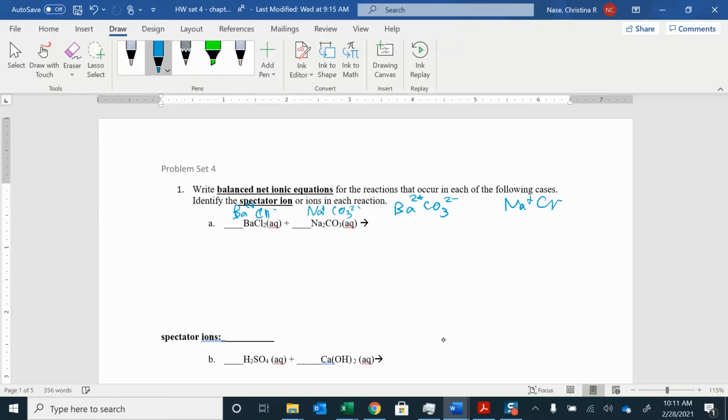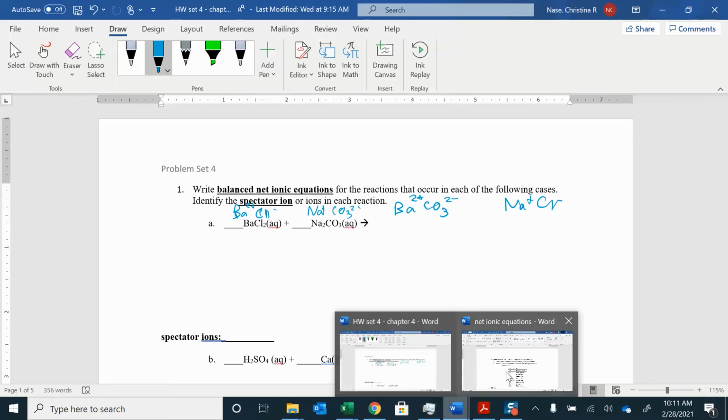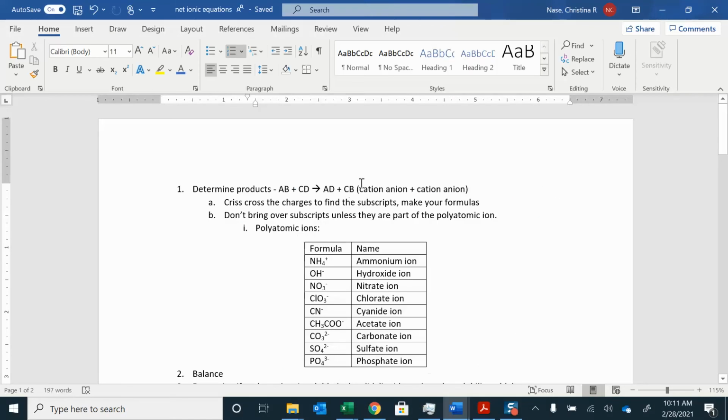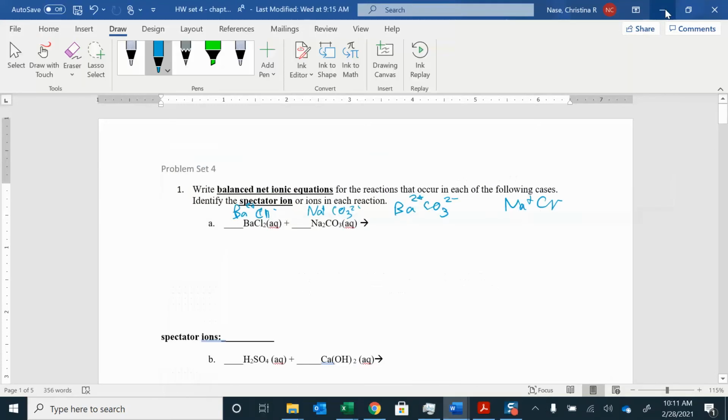So all I wanted to do was figure out what my products are, and the first step they say, right, is determine your products, and then I'm going to crisscross the charges and make the subscripts, and that's going to give me my formulas. So I'm going to crisscross here. I've got a +2, -2, so that just gives me barium carbonate, and then I've got sodium chloride, just NaCl.